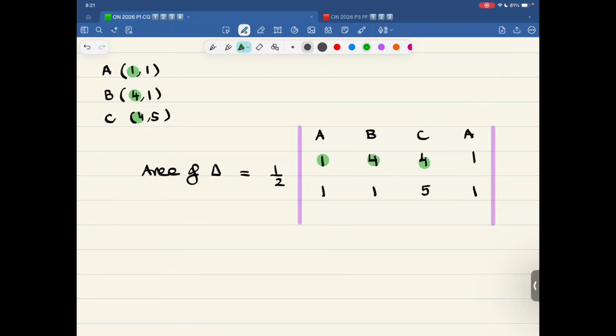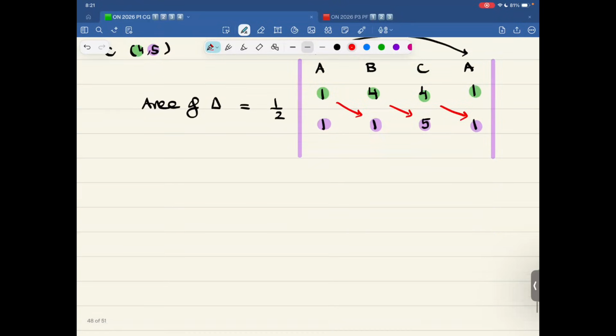That is the X coordinates, and these are the Y coordinates: 1, 1, 5. The first one is written again. Whichever point we start with, we write it again. Now there is a particular order of multiplication. We multiply in this direction.